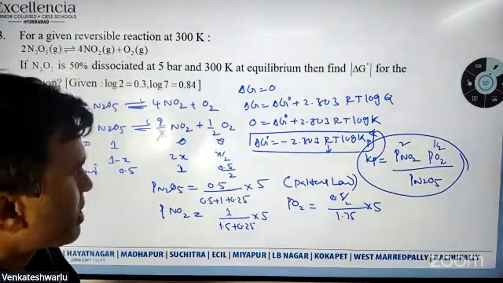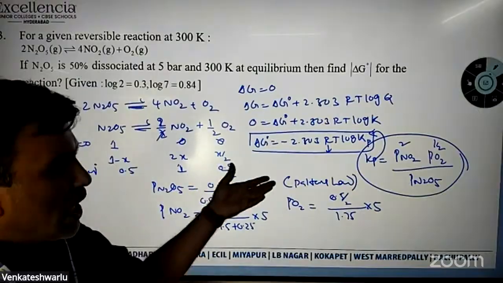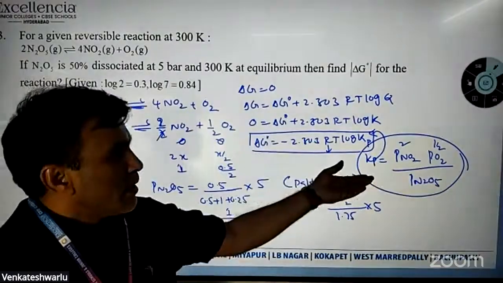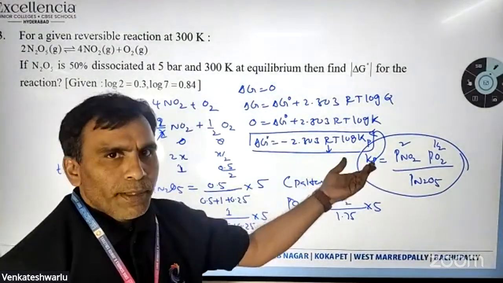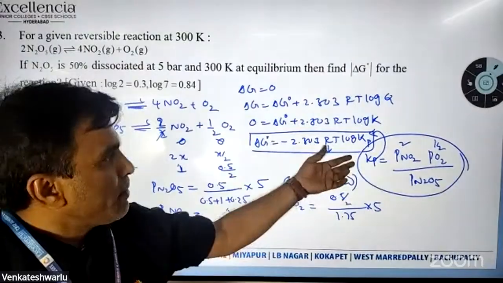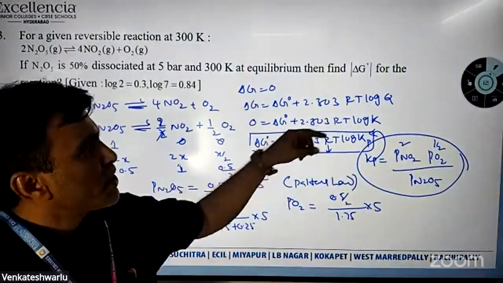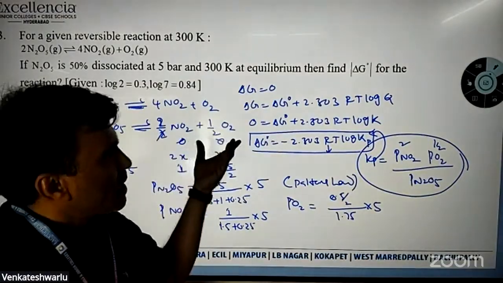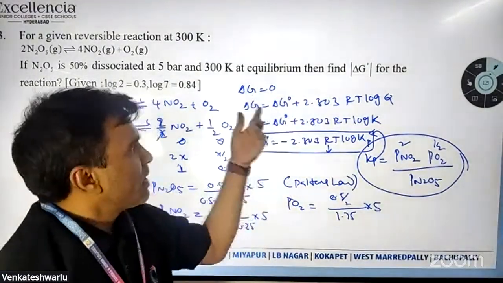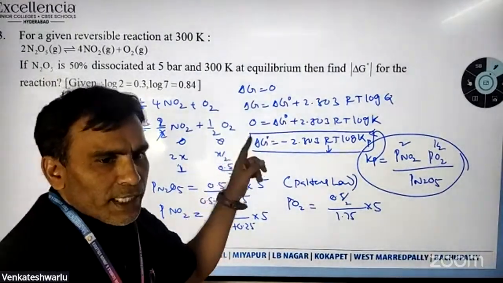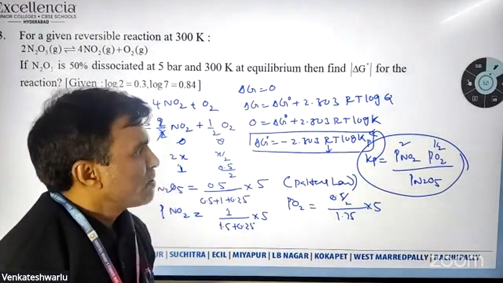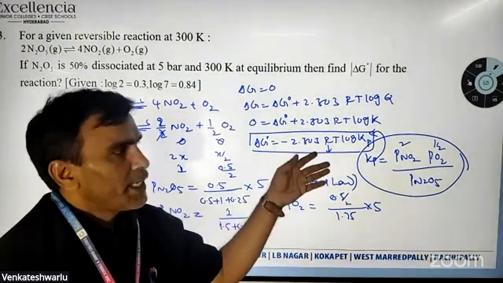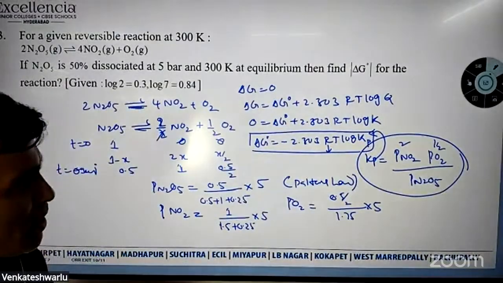Multi-concept questions here. First of all, I used Dalton's law to find the partial pressures of each gas, and after that we need to find the Kp. After finding the Kp, one more equation relates Q, delta G naught, and delta G. If the reaction is at equilibrium, then delta G is equal to 0, so delta G naught is equal to minus 2.303 RT log K.